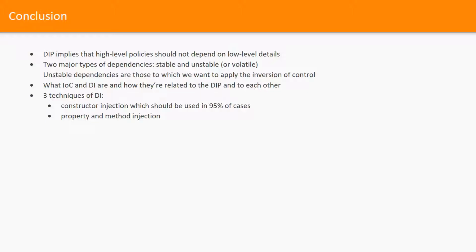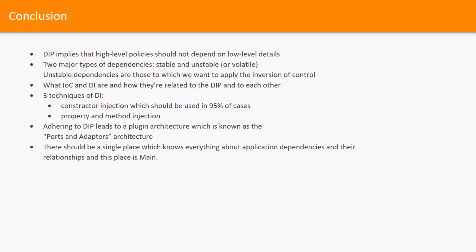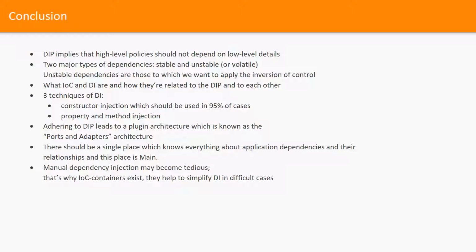property and method injection. You learned that adhering to the DIP leads to a plugin architecture, which is commonly referred to as the ports and adapters architecture. This led us to the conclusion that there should be a single place which knows everything about application dependencies and their relationships, and this place is main. You also learned that manual dependency injection may become tedious, and that's why IOC containers exist, which help to simplify dependency injection in difficult cases.